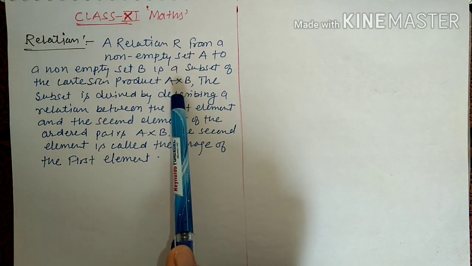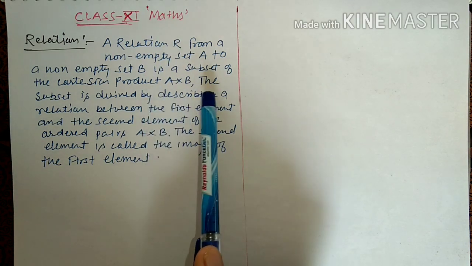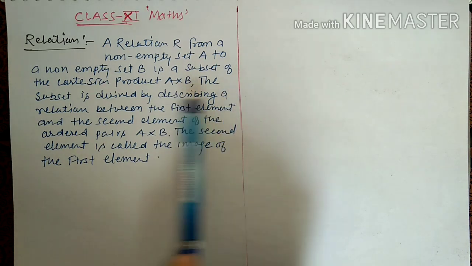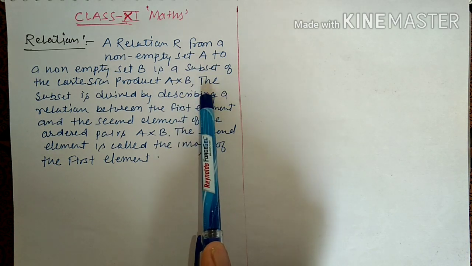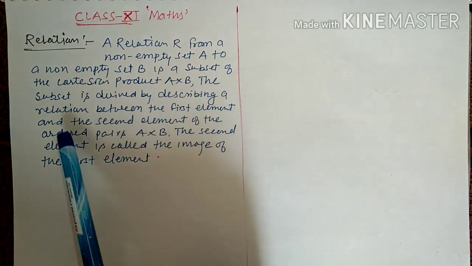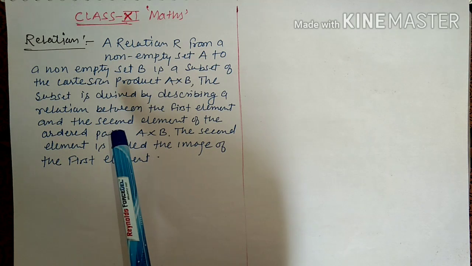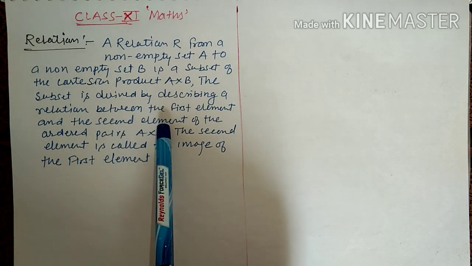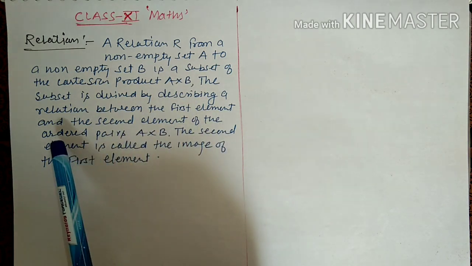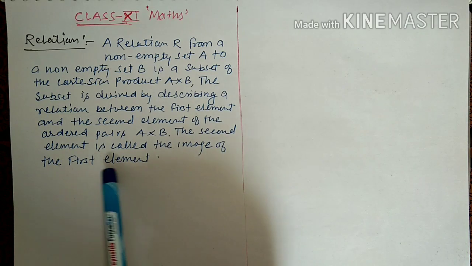Clear? What is relation R? It is a subset of the Cartesian product. Clear? But which special cases will we take? We select some elements. The subset is derived by discovering a relation between, meaning we choose a subset which is related between the first element and the second element of the ordered pair. We select the subset of those elements whose first element is related to the second element, of the ordered pairs of A cross B. The second element is called the image of the first element.